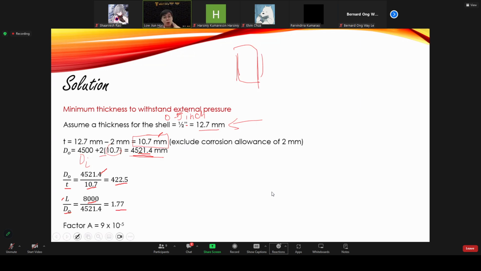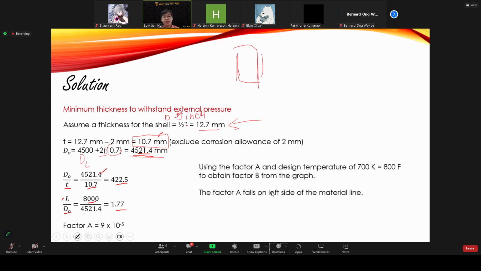And some more, the operating temperature is 700 Kelvin. 700 Kelvin convert to Fahrenheit, 800 Fahrenheit. So this one is the operating temperature. Then you use the operating temperature ratio here.